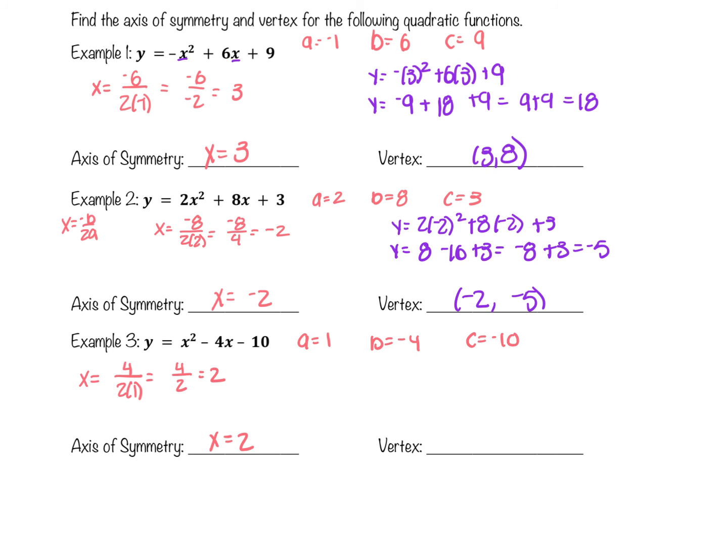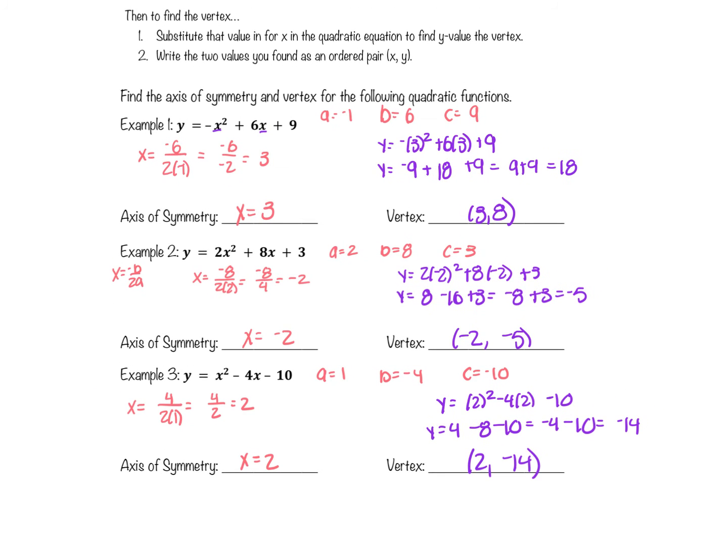Then I need to find my vertex, so I'm going to plug that in, and I get y equals 2 squared times 4 times 2 minus 10. 2 squared is 4. 4 times 2 is 8. I have minus 10. 4 minus 8 is a negative 4. And then negative 4 minus 10 is a negative 14. So I find my vertex to be 2, negative 14. And that is how you find axis of symmetry and vertex from an equation.